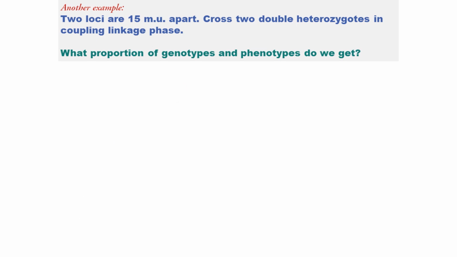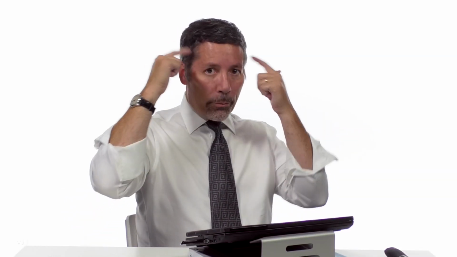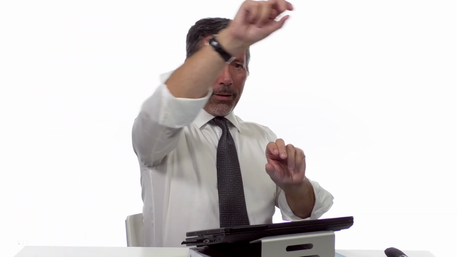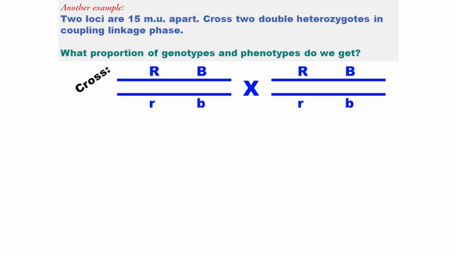So if I say crossing two double heterozygotes, you should immediately be thinking, all right, there's going to be a 4x4 Punnett square with all the gametes that they can make down here and down here. So let's look. So here's what the cross is going to look like. I've drawn them in coupling linkage phase. I've just arbitrarily named the genes R and B. So we got a big R and a big B together and a little r and a little b. For both of these, you can see if you just wrote out the genotype without putting the chromosome in there, it would just be big R, little r, big B, little b.